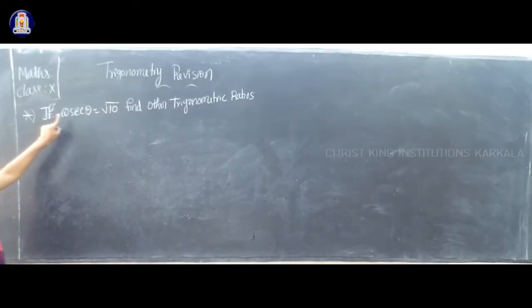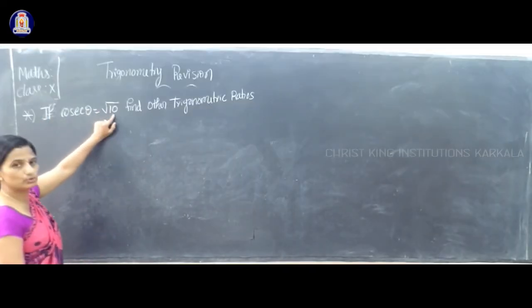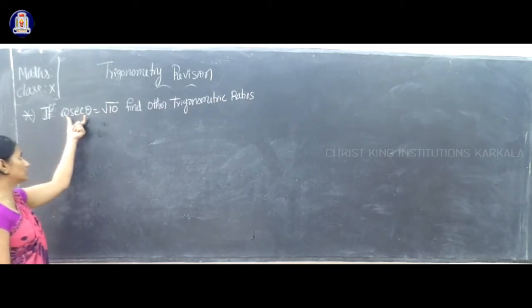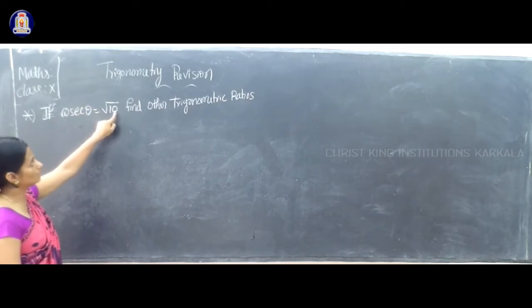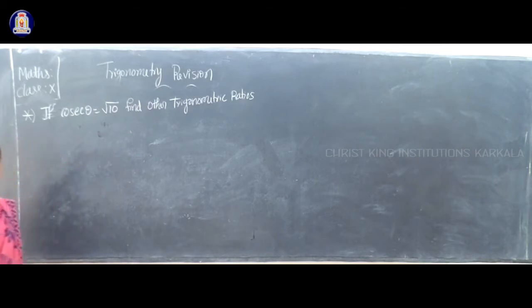Question: if cosecant theta is equal to root 10, see, cosecant theta is root 10, find the other trigonometric ratios.